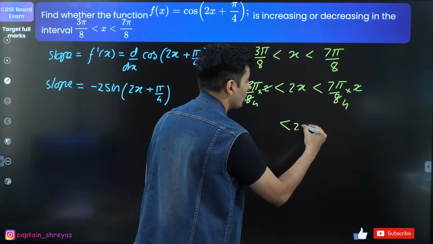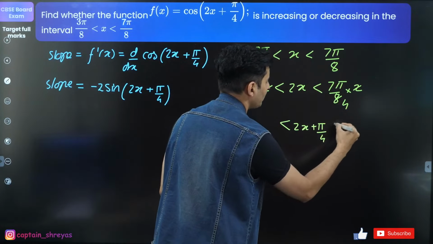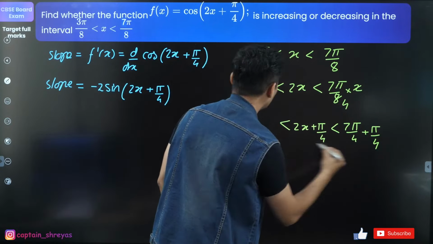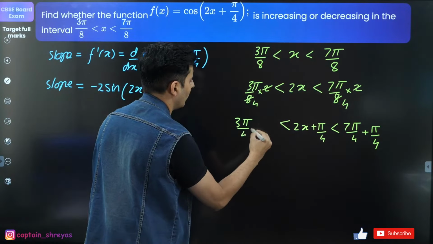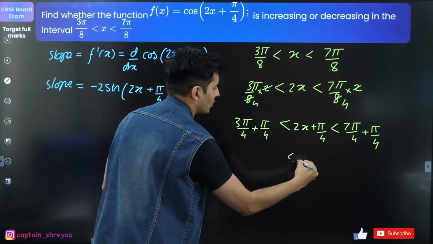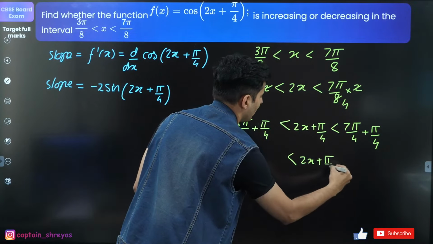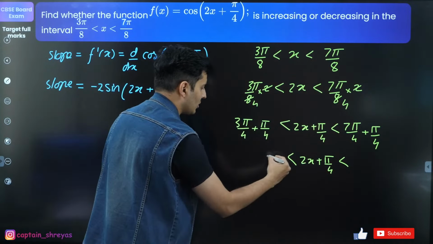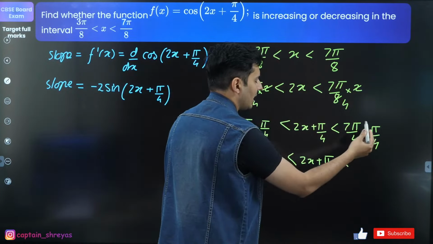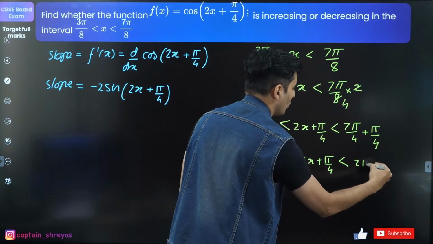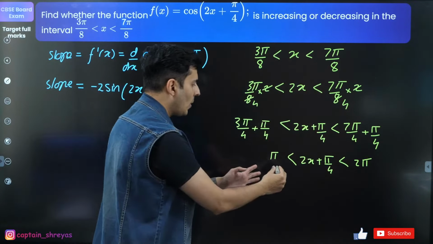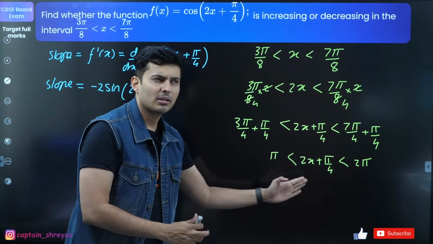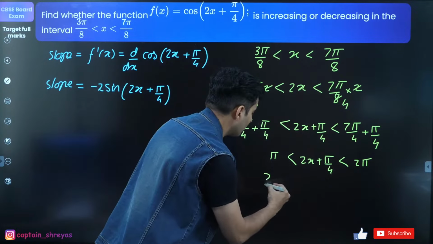Inequality, guys. So 2x plus pi by 4. Add 7 pi by 4 plus pi by 4. Here I have 3 pi by 4 plus pi by 4. So this will become 2x plus pi by 4 less than 3 plus 1 is 4, 4 by 4 is 1, so it is just pi. 7 plus 1 is 8, 8 by 4 is 2, so basically 2 pi. Great. So this value is between pi and 2 pi. That means third or fourth quadrant.